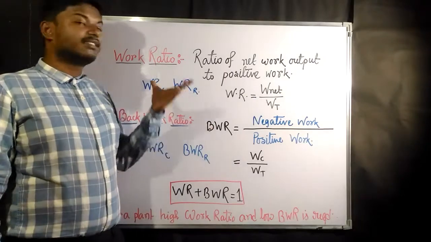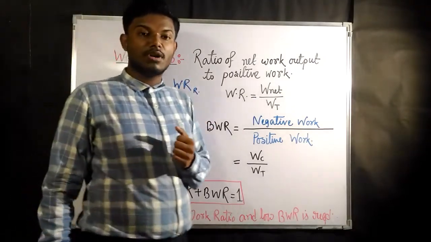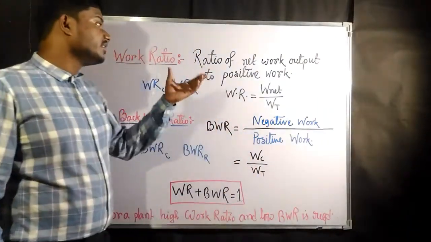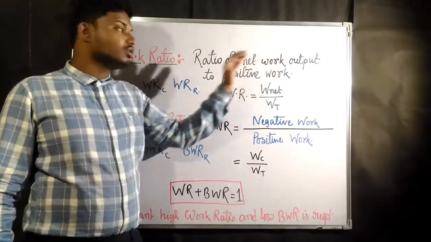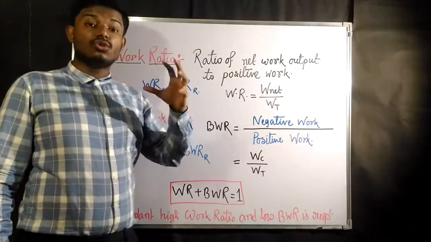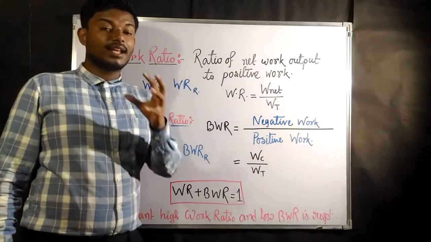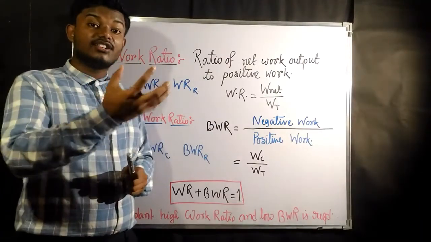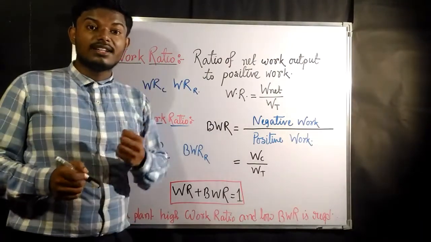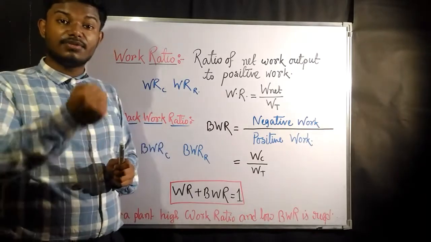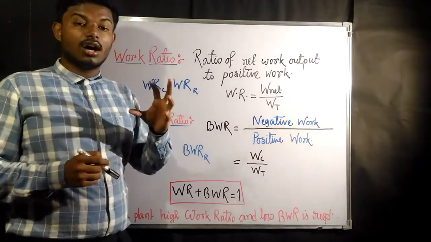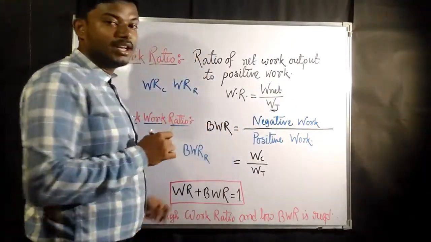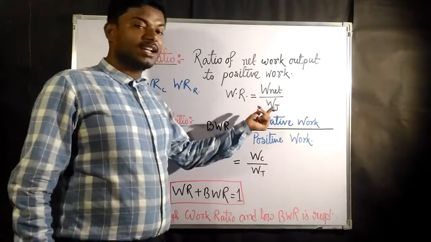Now we are going to look at some terms related to the steam power plant. The first term is work ratio. What is work ratio? It is the ratio of net work output to the positive work. In a steam power plant or a Rankine cycle, what is our positive work? Positive work is the work taken out from the turbine, the work received from the turbine due to expansion of the hot gas. So in the denominator the term that will come is the work done by the turbine.